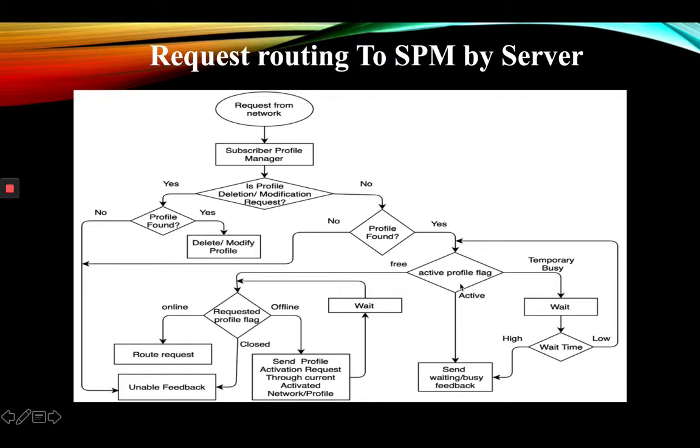When the active profile flag is active, it sends the waiting or busy feedback to the dialer. If the active profile flag is temporary busy, then it waits. If the wait time is high, it again sends waiting or busy feedback. If low, then it checks again.